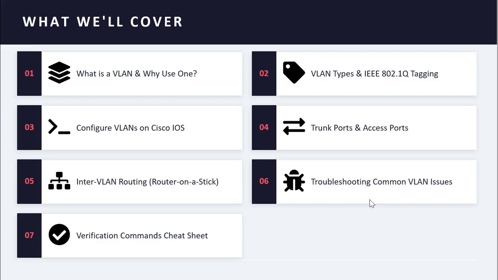After that, we jump straight into the CLI, creating VLANs on a Cisco switch, and then configuring access ports and trunk ports. We'll later cover inter-VLAN routing using the router-on-a-stick method, and then spend some time on troubleshooting. And we are going to close it with a full verification commands cheat sheet that you can use as a reference.